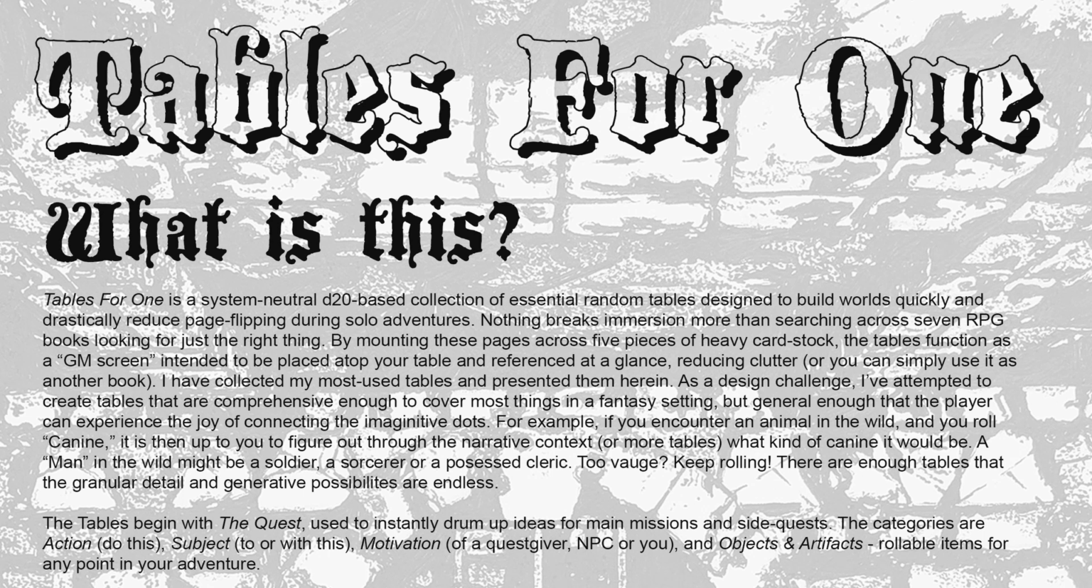I have collected my most used tables and presented them herein. As a design challenge, I've attempted to create tables that are comprehensive enough to cover most things in a fantasy setting, but general enough that the player can experience the joy of connecting the imaginative dots. For example, if you encounter an animal in the wild and you roll K9, it is then up to you to figure out through the narrative context, or more tables, what kind of K9 it would be. A man in the wild might be a soldier, a sorcerer, or a possessed cleric. Too vague? Keep rolling. There are enough tables that the granular detail and generative possibilities are endless.